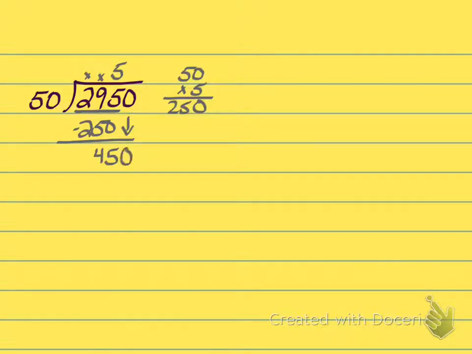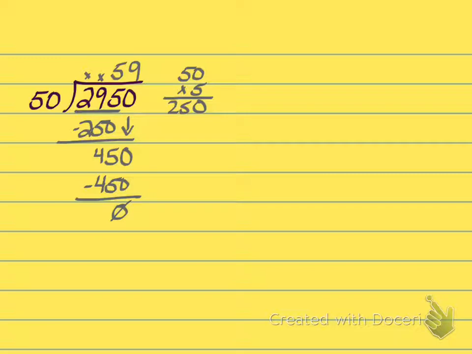Then I'm going to drop down my 0. I'm going to do the same thing and think about how many times 50 goes into 450. Thinking about it, 9. 9 times 50 does give me 450. When I subtract, I get 0. This is an example of a terminating number, or one that ends. You have the final answer of 59, and you do not have anything left over.